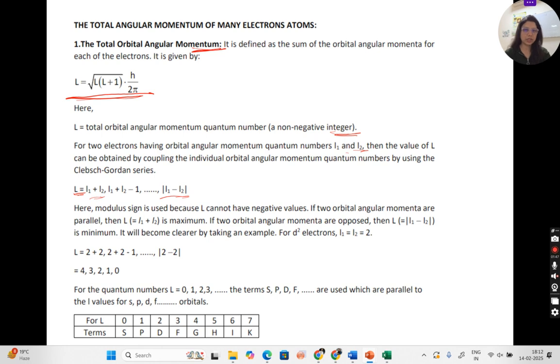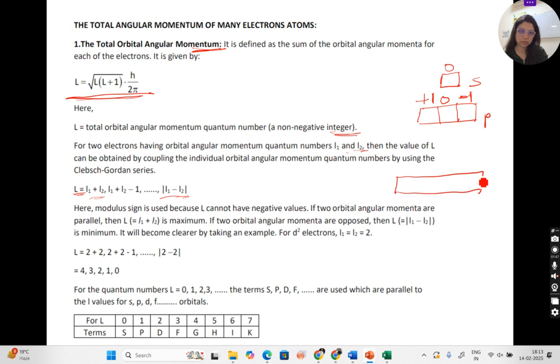Or in simple language, let us suppose in the case of s, we consider it as 0. If we talk about p, we can write it as 0, plus 1 and minus 1. In the case of d, we will write it as plus 2, plus 1, 0, minus 1 and minus 2.